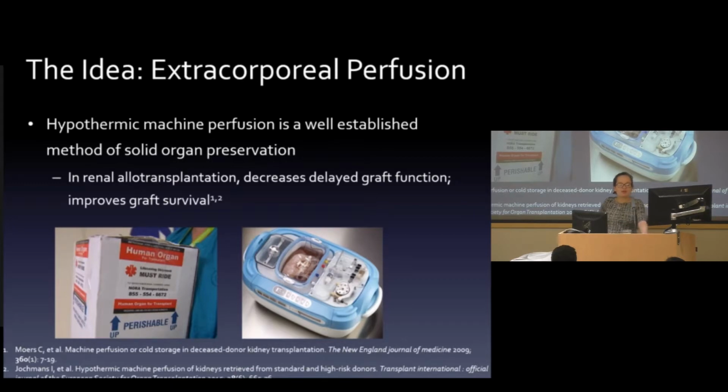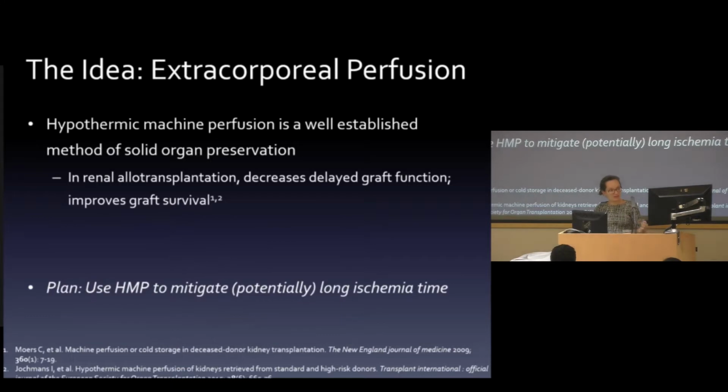Hypothermic machine perfusion is well established and used on the transplant service for organ preservation, specifically in our institution with renal allotransplantation. While the standard of care is still static cold storage, as Andrew mentioned in his excellent Grand Rounds talk for us, machine perfusion leads to decreased delayed graft function and improved graft survival. So having some experience using the kidney pump in the past, I thought, well, perhaps using it in this circumstance might help mitigate some of the effects of a long ischemia time.